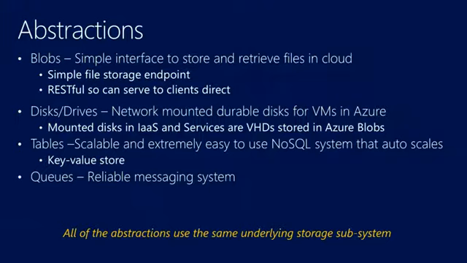So when we work with storage, we have these four abstractions. Ultimately, these all map down to the same underlying storage infrastructure, so under the hood they're all basically the same. They're just exposed to you as different types of services, and they meet different sorts of needs. Blobs, pretty much a simple file storage endpoint.